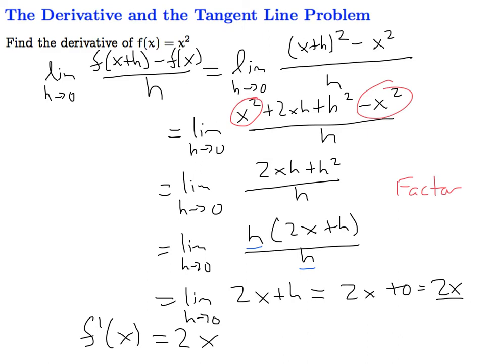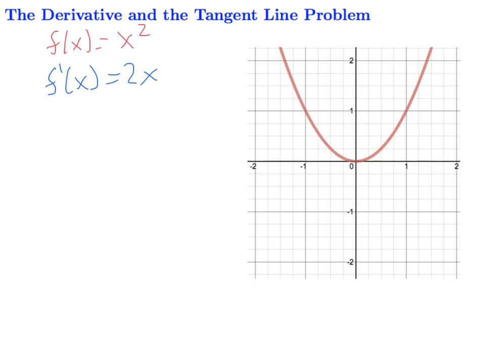So let's take a look at this graphically. What we have here is the graph of x squared given in red, and we just figured out that its derivative is going to be 2x. And we want to think, well, does this make sense? Does this really capture the idea of slope of a function? So let's make a table and see if this makes sense.